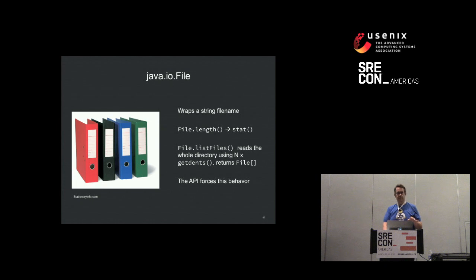That's not fixable in this API, because the API is such that the return value of list files is a file array, so you have to return the whole thing. There's no other way to actually implement that API.